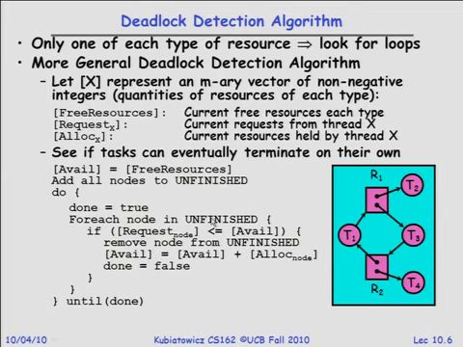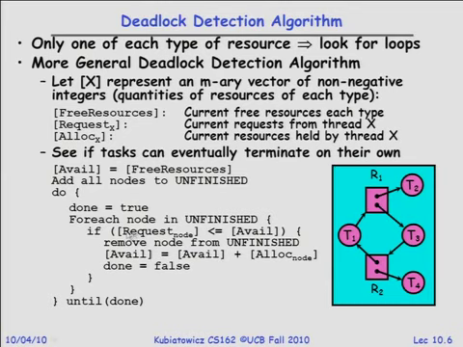And notice that this is a funny comparison operator, right? This basically compares pairwise: the first element here with the first element there, the second with the second, the third with the third, and so on. If every one of those is less than or equal to, it means that this particular thread could be allocated enough resources to finish.